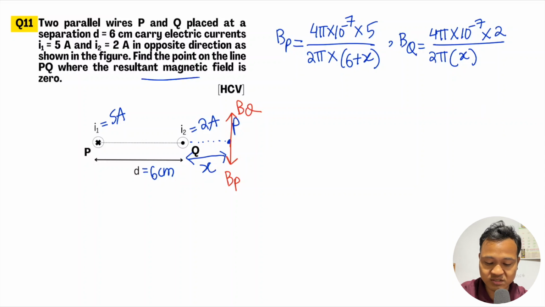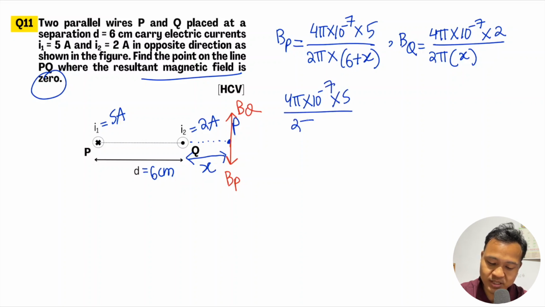The question also says the resultant magnetic field is 0. So that means these two are actually equal. They are equal and opposite, so they will get cancelled out. So resultant is 0. So you equate these two. 4 pi into 10 power minus 7 into 5, divided by 2 pi into 6 plus x should be equal to 4 pi into 10 power minus 7 into 2, divided by 2 pi x.